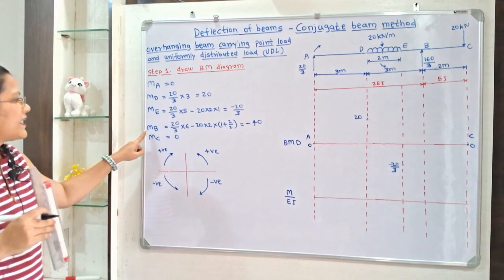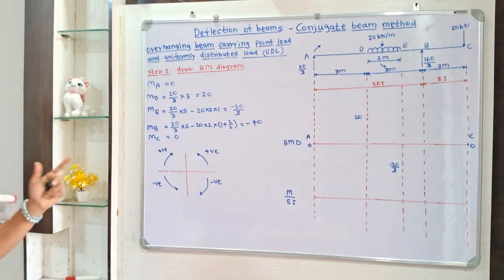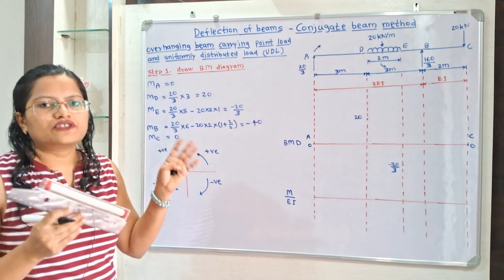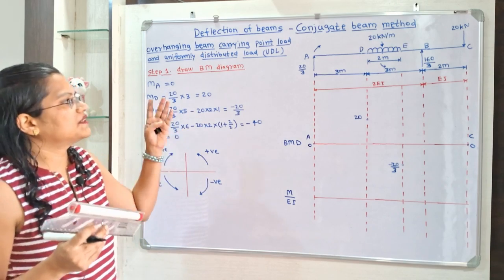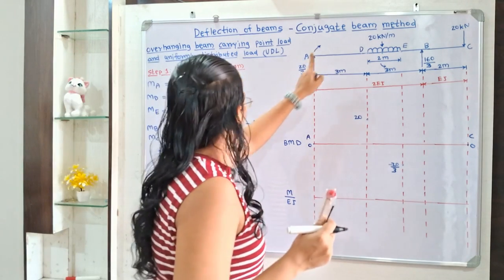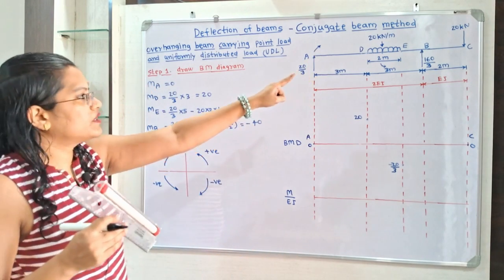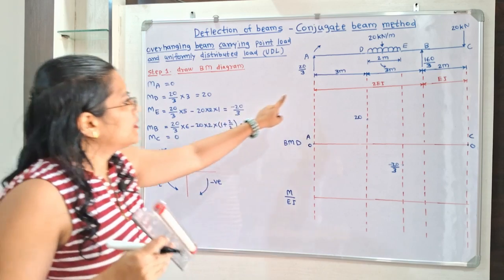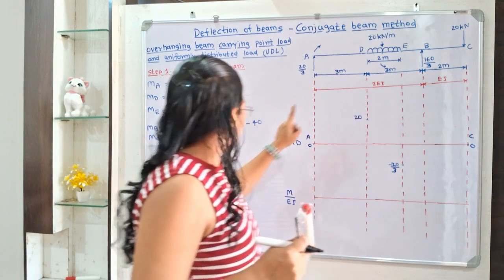Now we will move to the next point, point B. Again we have to take the summation of bending moments of the forces which are on the left hand side. On the left hand side, this is in the clockwise direction. If we move the compass about point B, use positive sign. 20 by 3 multiplied by the total distance from B, that is 6.